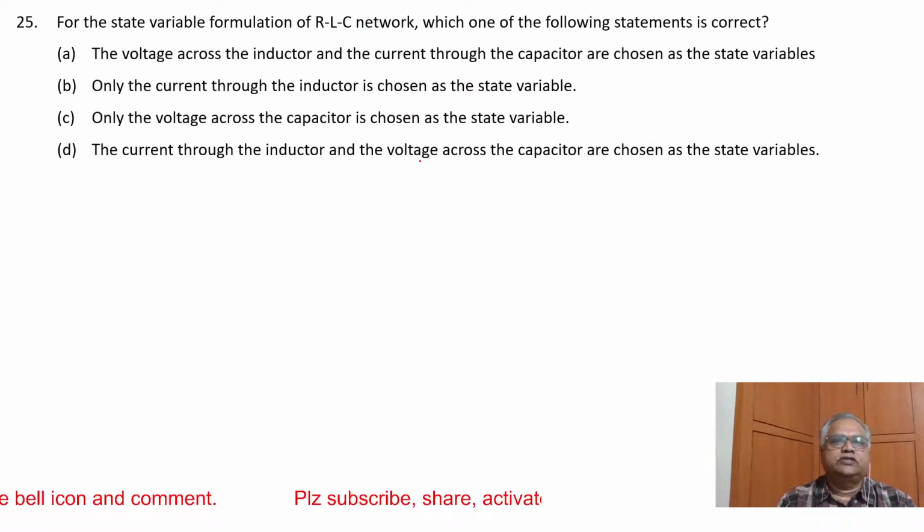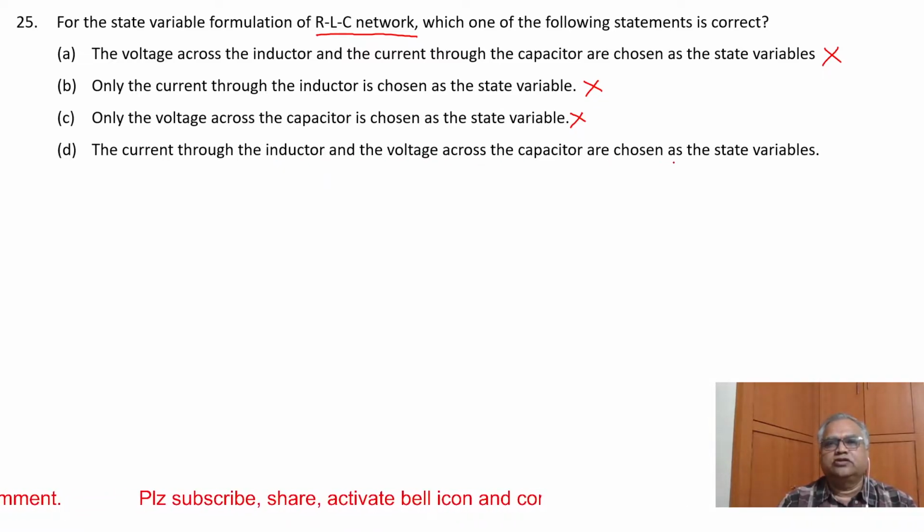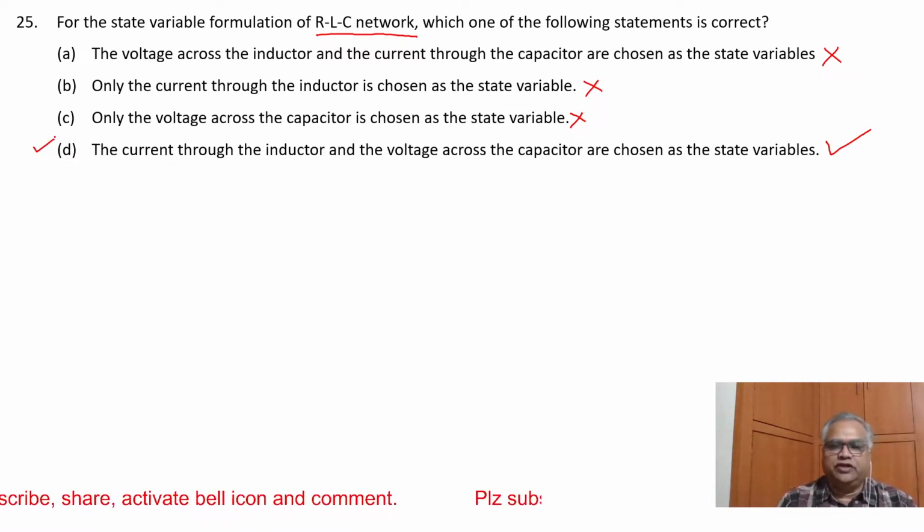Next, for the state variable formulation of RLC network, which one of the following statement is correct? Voltage across inductor, current through capacitor are the state variables. Wrong. Current through inductor is chosen as a state variable. Wrong. Only voltage across capacitor is chosen as a state variable. Wrong. The current through the inductor and voltage across capacitors are chosen as a state variable. Correct. So therefore here D is correct.